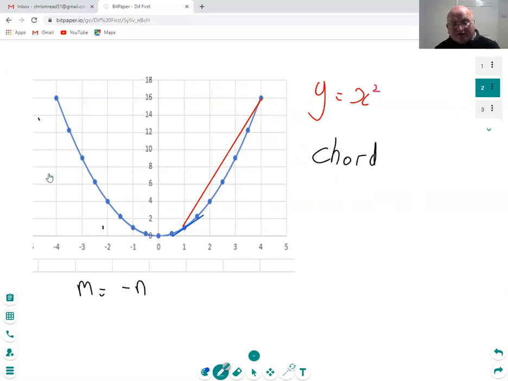I'm just going to get rid of that. I'm just talking about what the tangent is. And actually what we're going to say is that the gradient of the curve at any point is the same as the gradient of the tangent at that point.